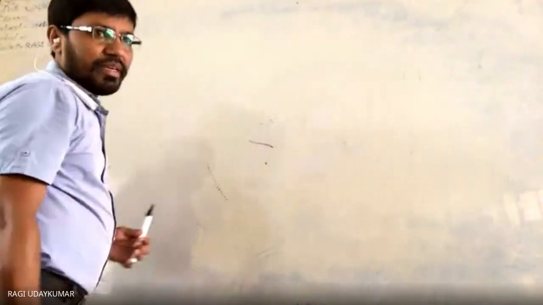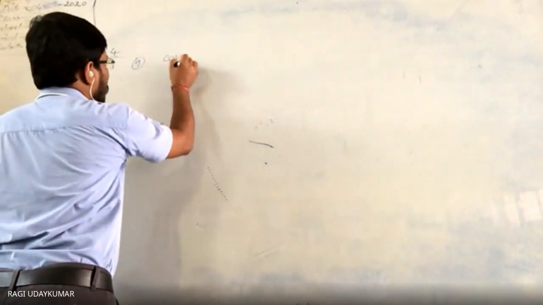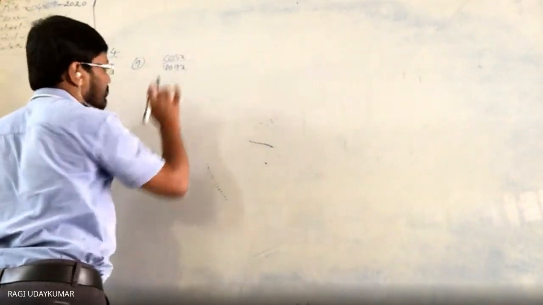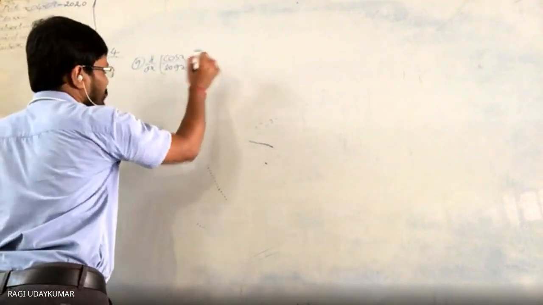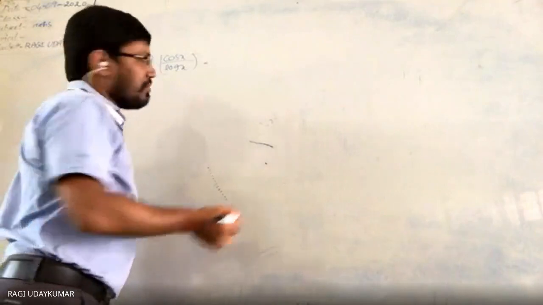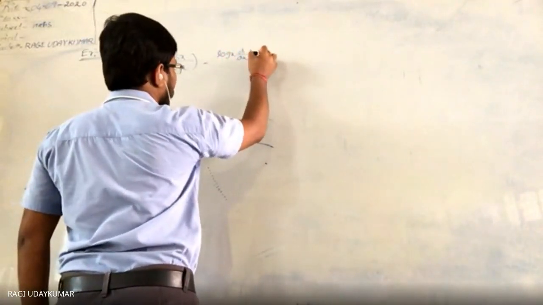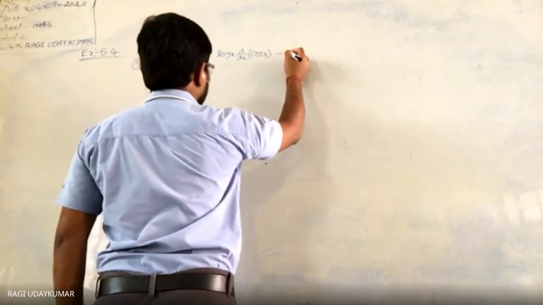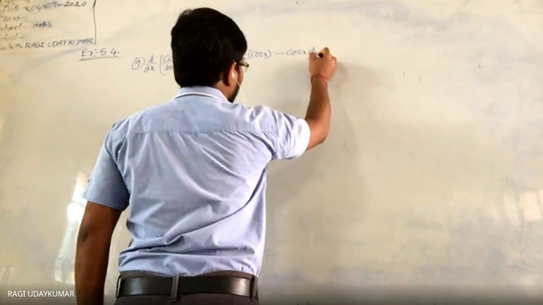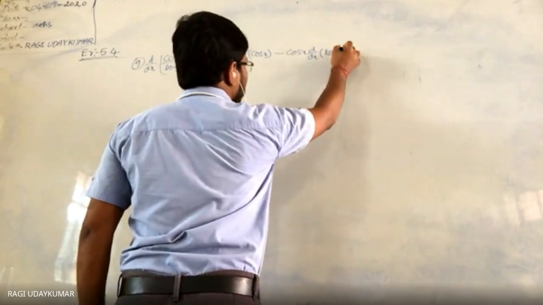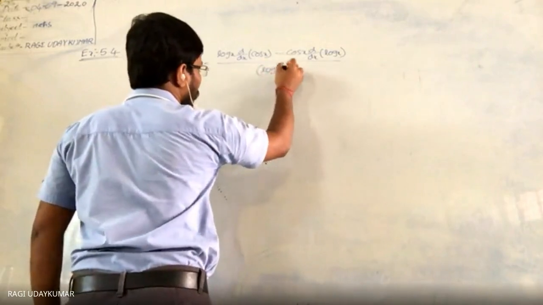What is the problem here? It is given as cos x by log x. You need to find d by dx of cos x by log x. Using the u by v method: first log x into d by dx of cos x, minus cos x into d by dx of log x, divided by log x whole square.